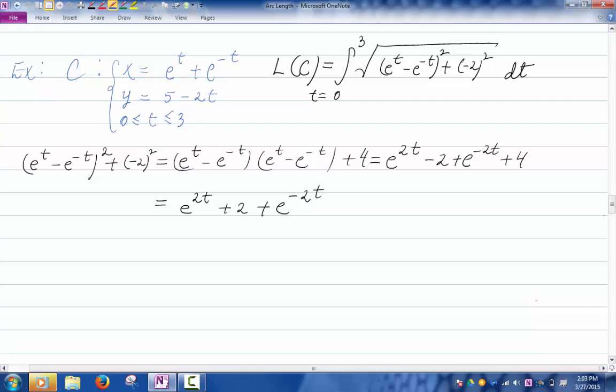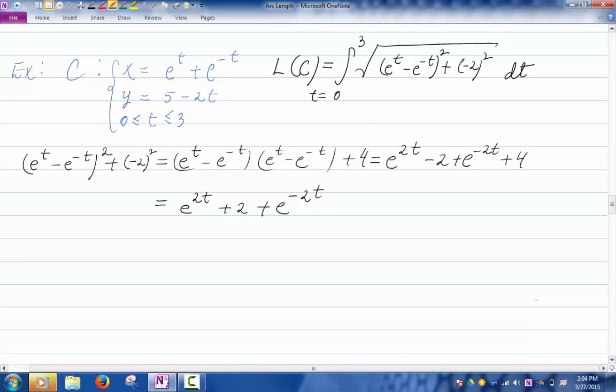Well, let's look at the quantity inside the square root separately. It is e to the t minus e to the minus t squared plus negative 2 squared. So what is that? I am going to expand the square. Basically, what I have is e to the t minus e to the minus t times e to the t minus e to the minus t, right? So you can use FOIL, or you can use the binomial theorem to expand the square. So let's use FOIL here, and then what's the square of negative 2? That's 4.